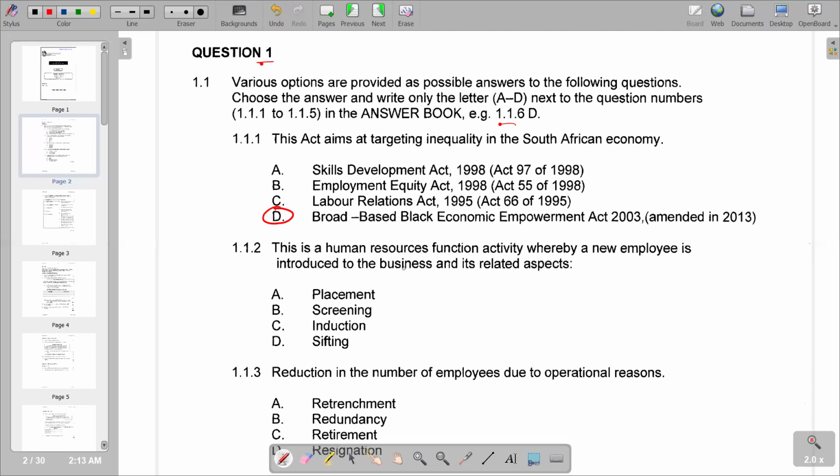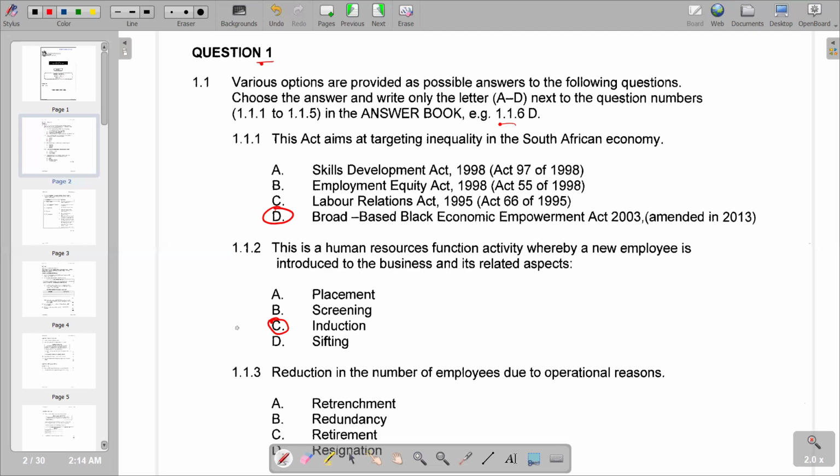So we go to 1.1.2. This is a human resource function activity whereby a new employee is introduced to the business and its related aspects. We've got placement, screening, induction, and safety. The correct response there is induction. Job induction is a process of welcoming new recruits and helping them to settle in and ensure they have the knowledge and support that they need to perform their roles. So induction becomes the correct response.